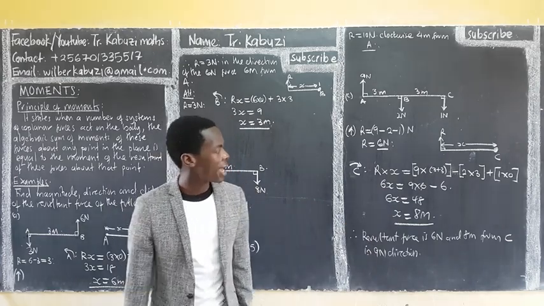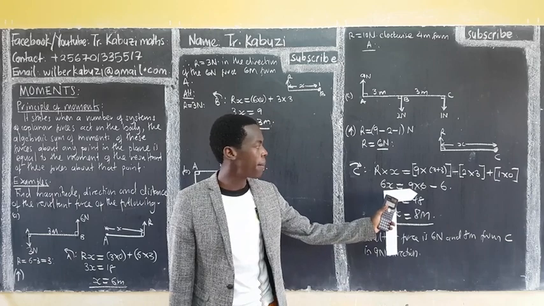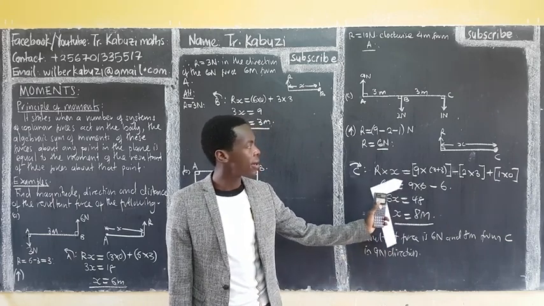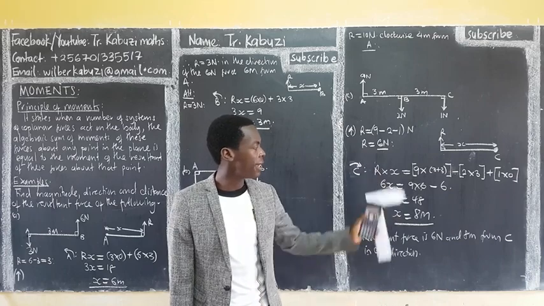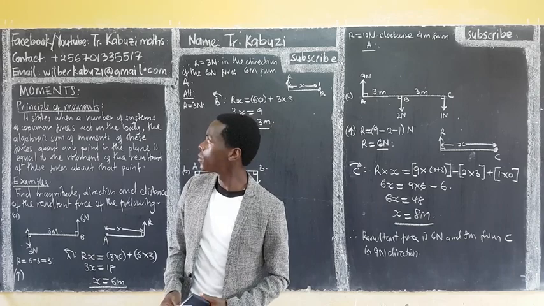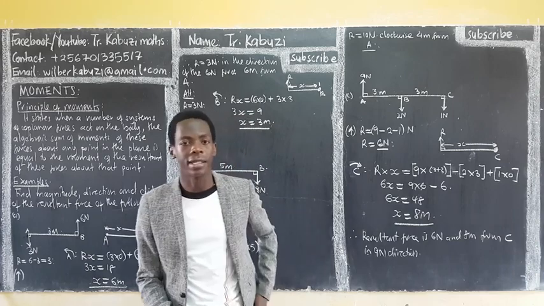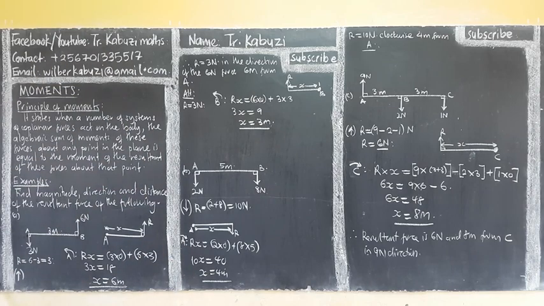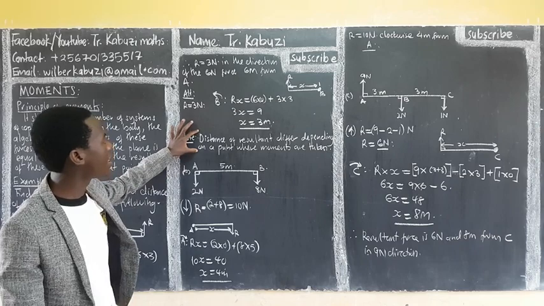Even for couples, moments will be the same. But now you see that these are not couples, that's why we have even a resultant force. And that's how we use the principle of moments. That's it. I wish you well. I think this note here can help you.